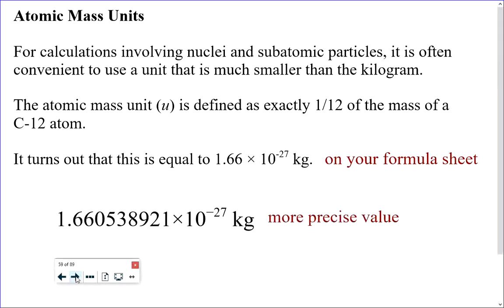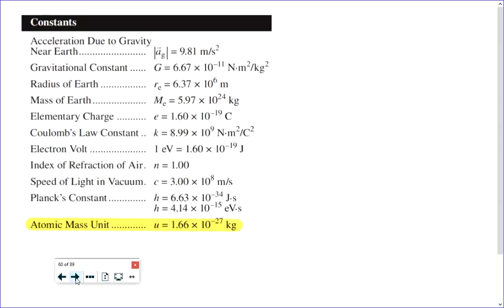And it's on your formula sheet. There's a more precise value. We don't need to worry about those extra decimals. When you look at your formula sheet, I think in the constant section, it's the very final entry. Is that right? Okay. So we're going to be making use of that. If I say the mass of a nucleus is 235 u, you have to take 235 times this number to get the mass in kilograms. Okay.